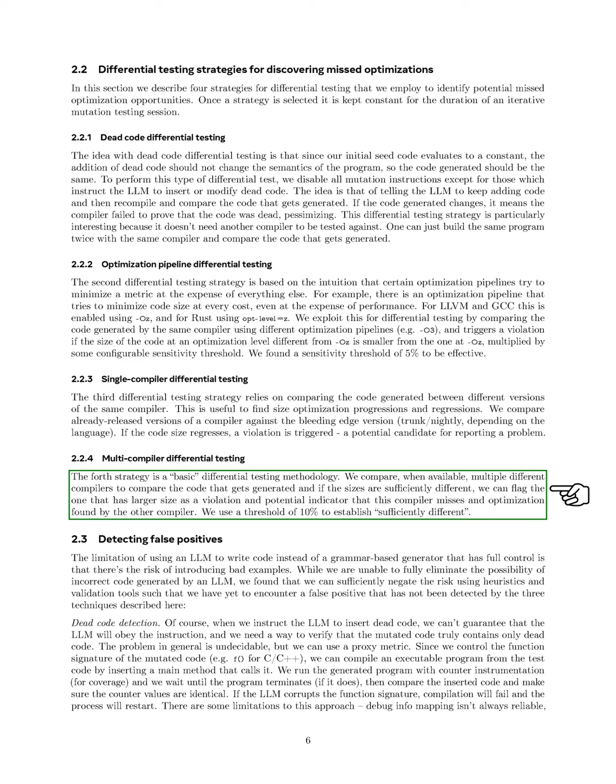If the sizes differ significantly, we flag the larger size as a potential indication that the compiler may have missed an optimization found by another compiler, using a threshold of 10% to determine significance.